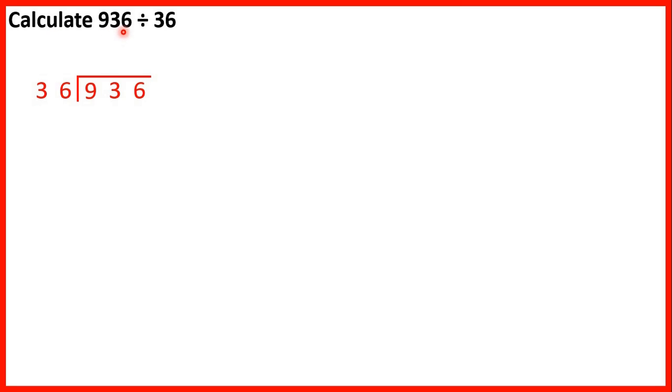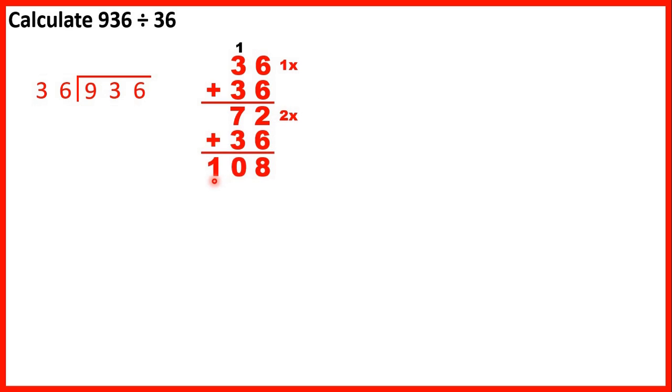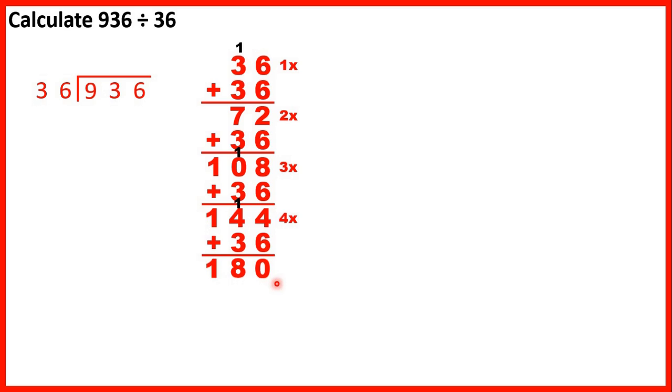Calculate 936 divided by 36. So first we need to work out our 36 times table. 36 is 1 times 36. If we add another 36, we get 72 for 2 times. Another 36 gives us 108 for 3 times. We have 144 for 4 times 36, and 180 is 5 times.